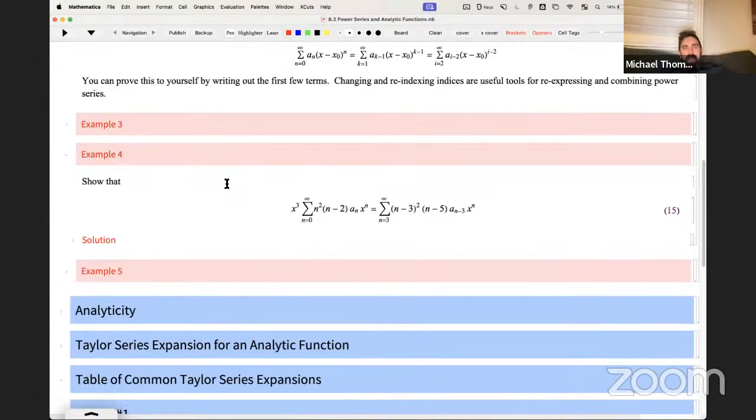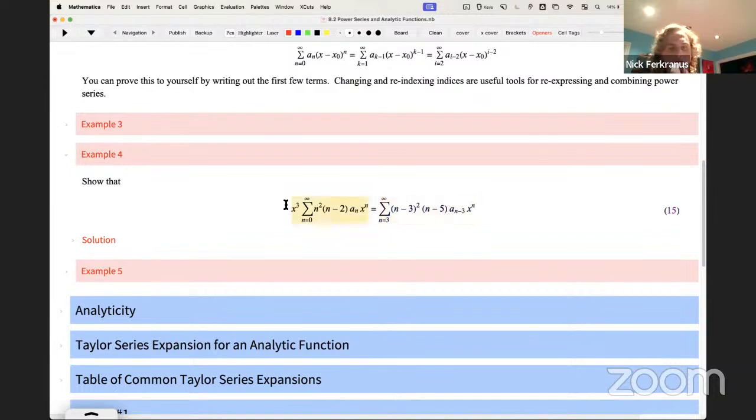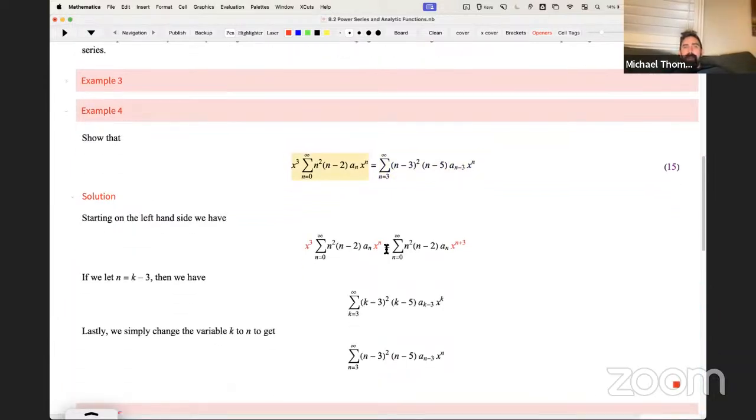Okay, how about this one? Show that this polynomial times that power series is equal to that power series. When you want to show that an equation's true, oftentimes what we'll do is start on one side and try to get to the other. So let's start on the left. I highlighted the things I wanted to focus on, the x cubed and the x to the n. We can actually push this x cubed into the series.